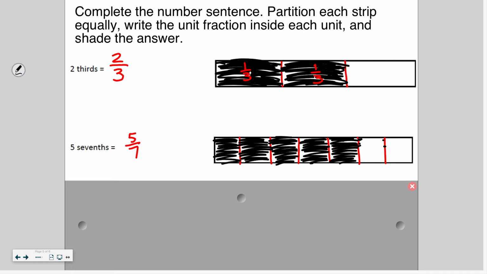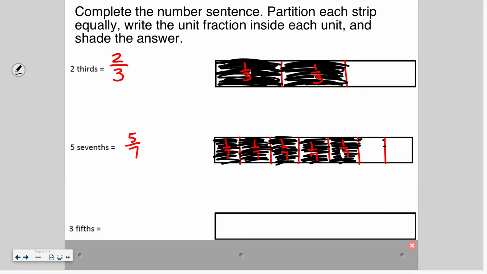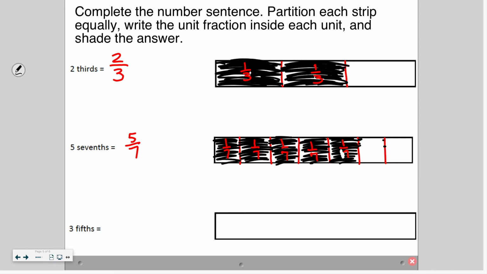So each unit would be what? 1/7. So 1/7 plus 1/7 plus 1/7 plus 1/7 plus 1/7 equals 5/7. 1 plus 1 plus 1 plus 1 plus 1 is 5. So 5/7. Go ahead and try this last one on your own. You can pause the video now and then press play when you're ready to check your work.